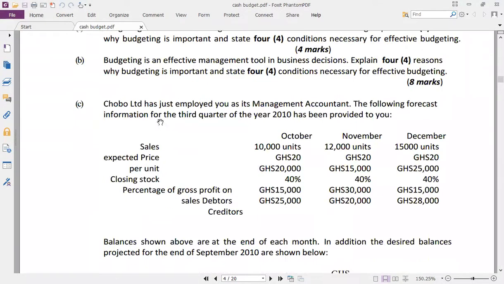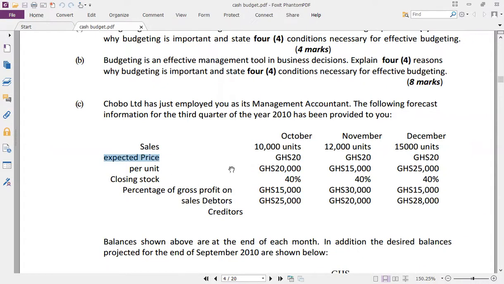If we go through, Chobo Limited has just employed you as management accountant. The following forecast information for the third quarter of 2010 has been provided to you. October, November, December. These are the units. Expected price per unit. Now check something for me. The expected price is the 20 there.